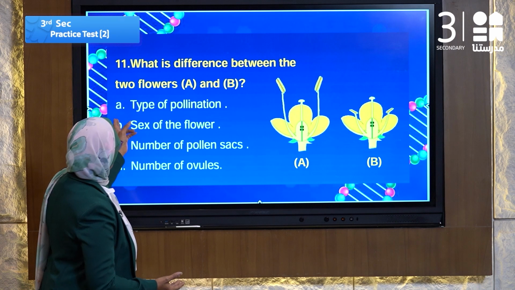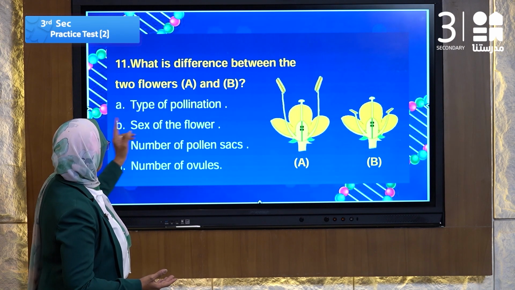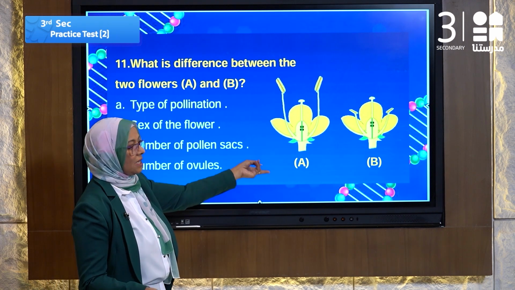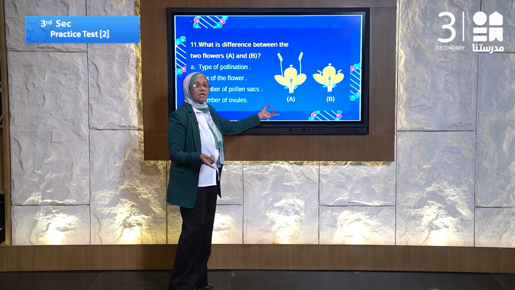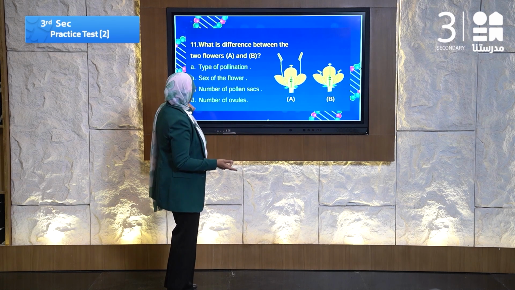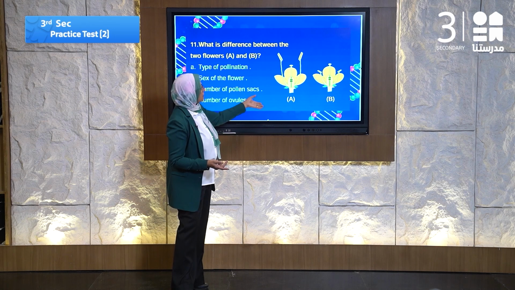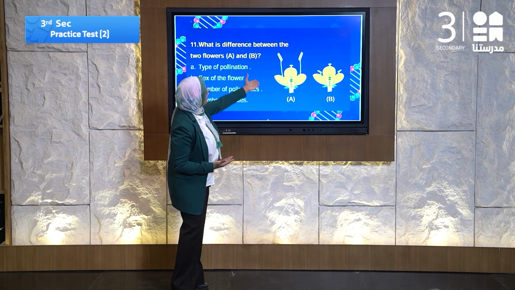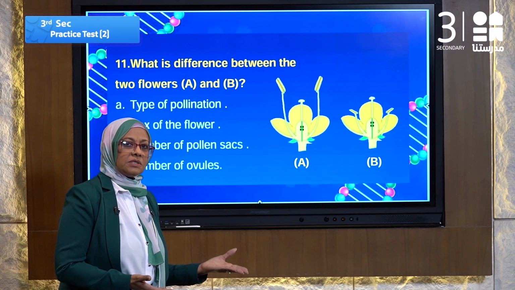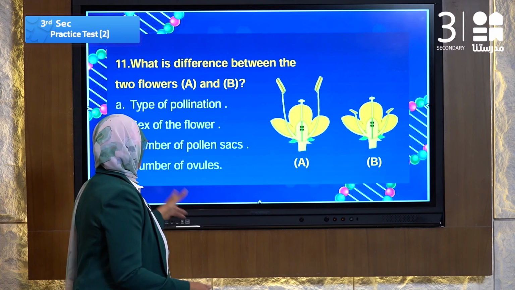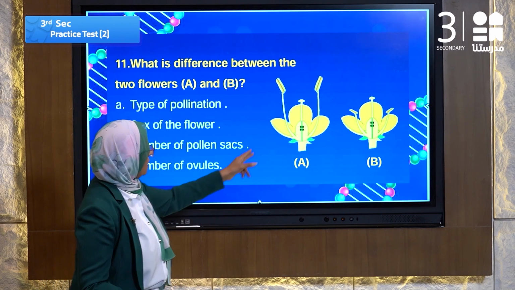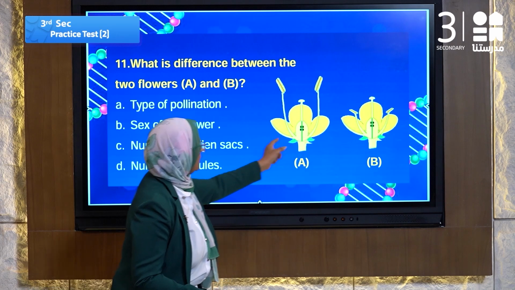Let's go. Number A, type of pollination. Yes. B, sex of the flower. No, they have the same sex. Hermaphrodite contains the two organs, male and female. C, number of pollen sacs. The number of pollen sacs doesn't appear here. They may be 4, maybe less or more, but ideally 4. D, number of ovules. No. The number of ovules here is 4 in the scene.